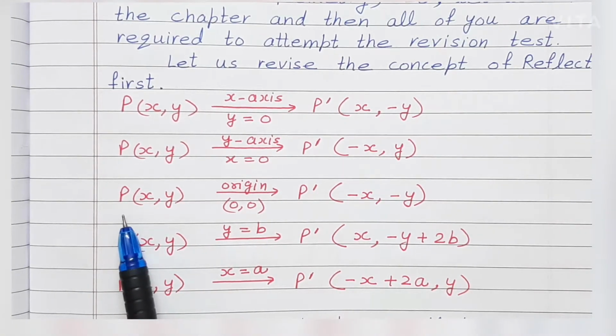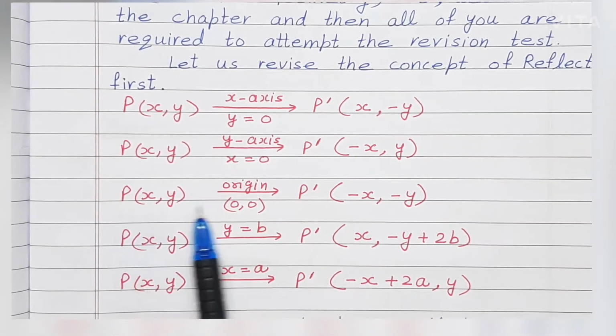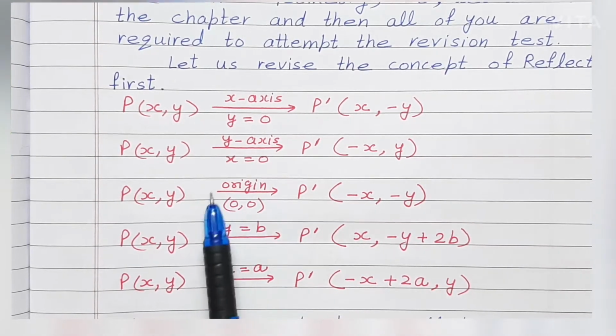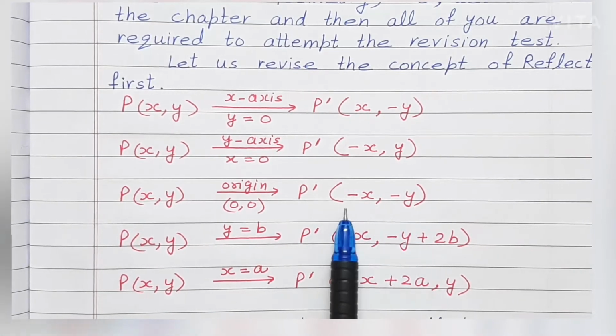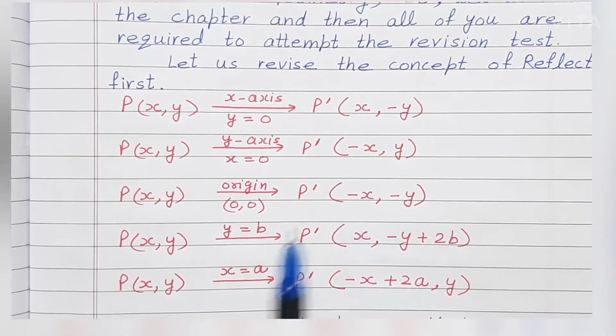Similarly, if you reflect any coordinate along origin, that is 0, 0, then both the coordinate signs will get changed. I hope it is clear to everyone.